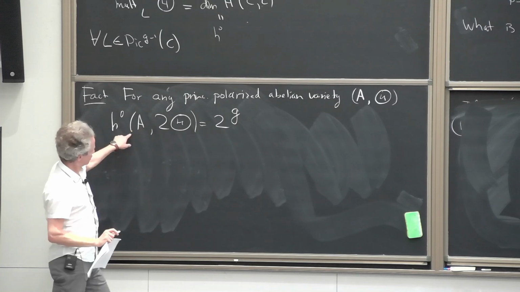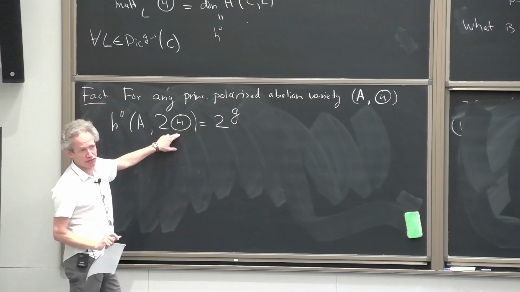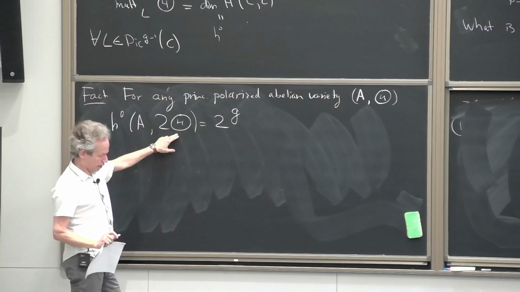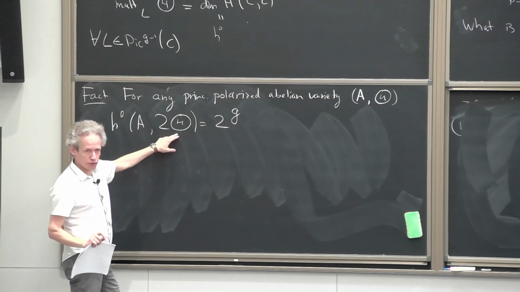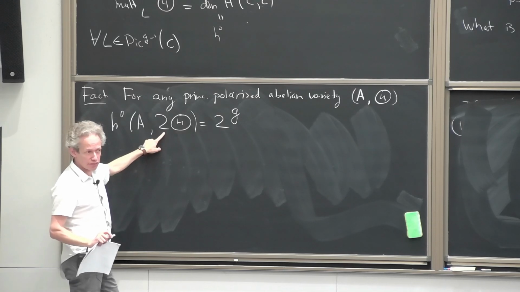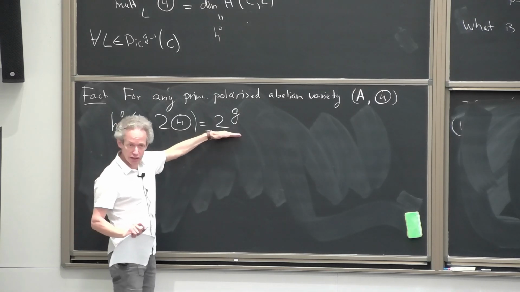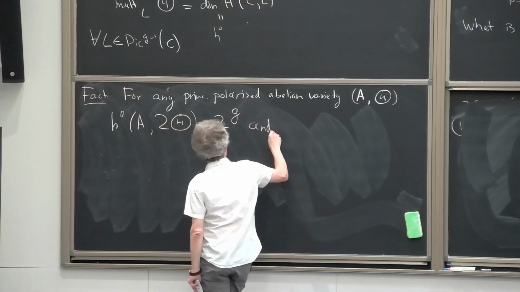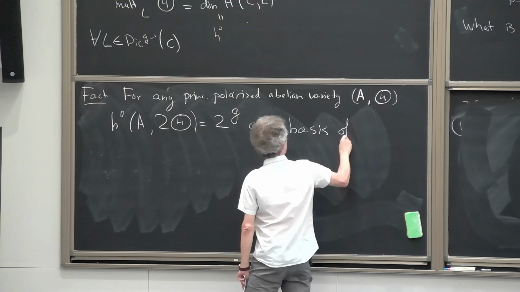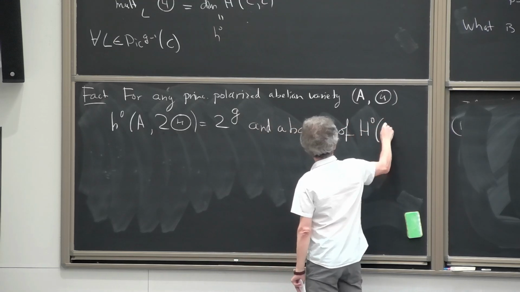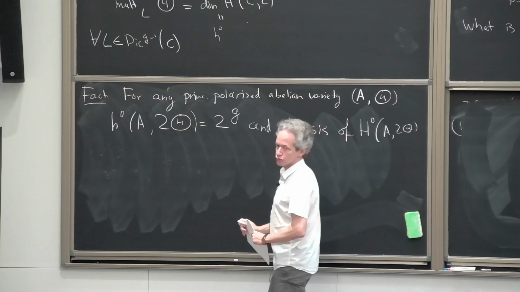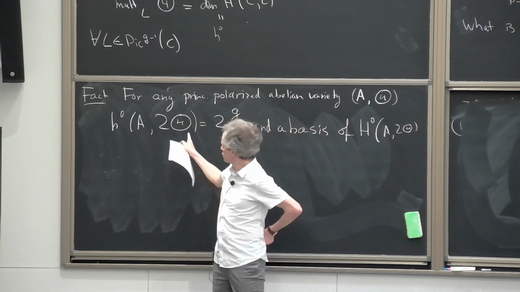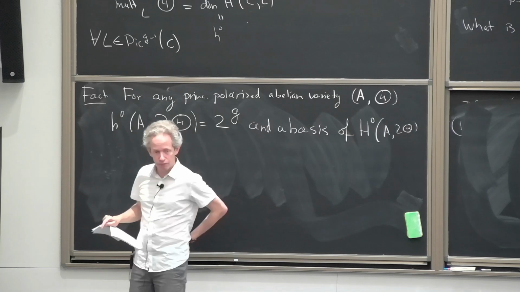So what is this H0? Theta was an ample bundle. H1 vanished, right? So the fact that H0 of theta is 1 means theta to the G, the top self-intersection number, is G factorial. But the top self-intersection number of 2 theta differs from that of theta by a factor of 2 to the G. H1 is still 0, so the Euler characteristic just scaled. Okay? So that's a statement, and a basis of the sections. These are ample bundles. They don't have any higher homology. Okay?